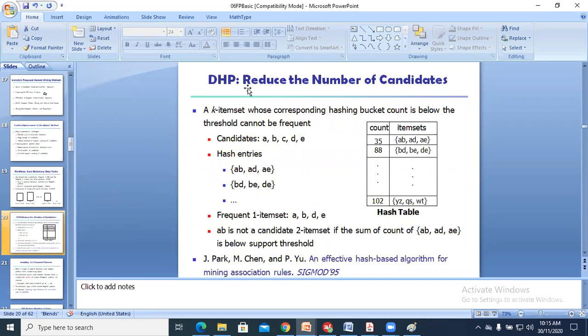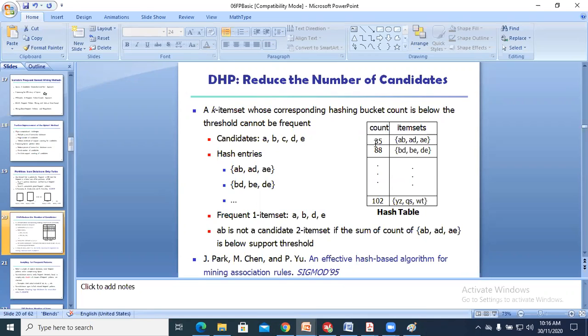So now is the direct hash partitioning. You reduce the number of candidates in the candidate set. So direct hash partitioning is, in fact, we have the hash basket, and we have the count of this. For example, we have the hash basket for 2 item sets, and it has AB, AD, and AE, 3 candidates, and we check the count for this.